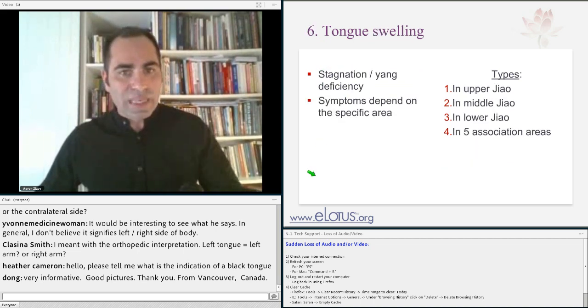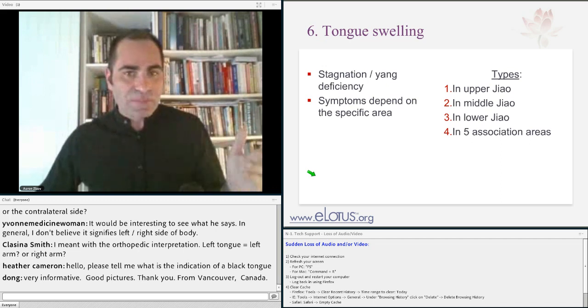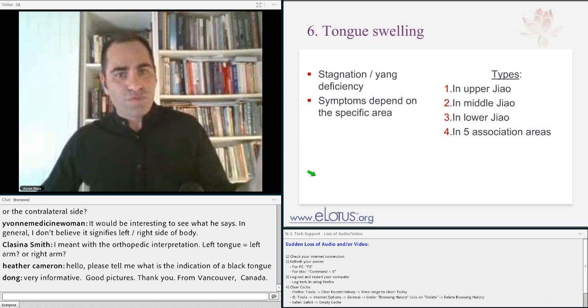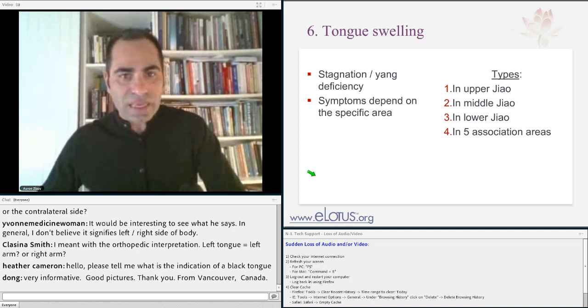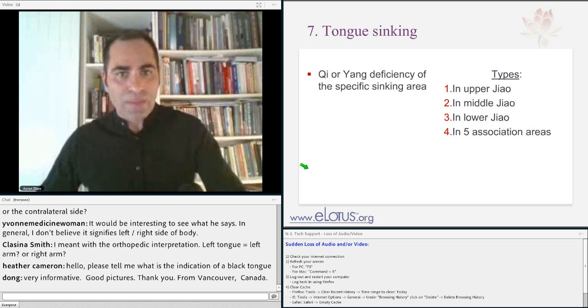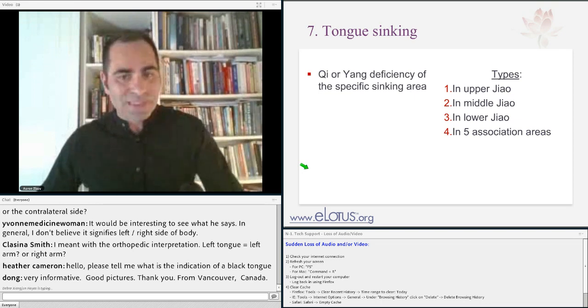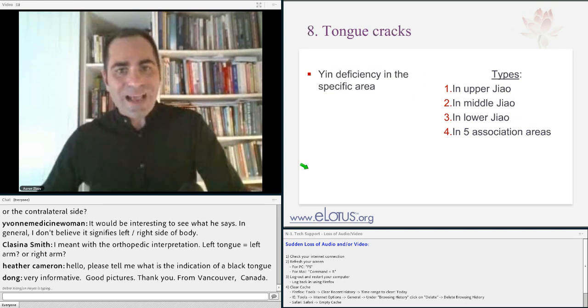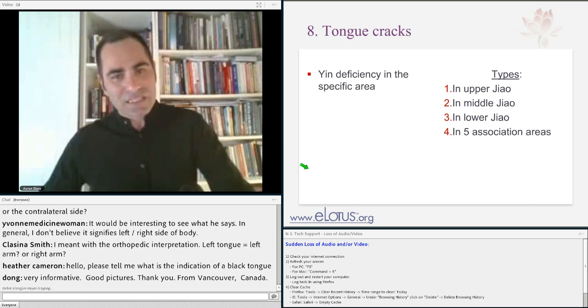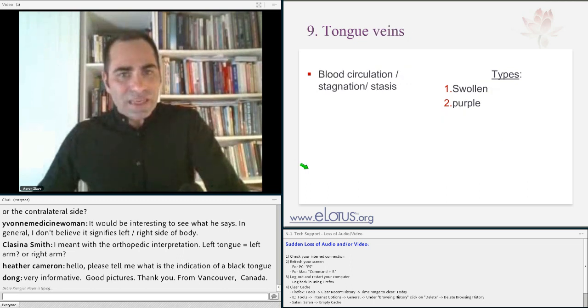We can go on with the swelling. Basically, as I said before, it's a stagnation of chi or yang deficiency, and of course it can be in specific areas. The types can be in lower, middle, and upper jiao. When it's sinking, again, it's qi deficiency, or might be also yang deficiency or collapse. We can see the tongue cracks as yin deficiency in different areas.